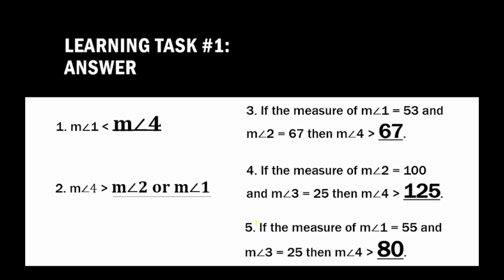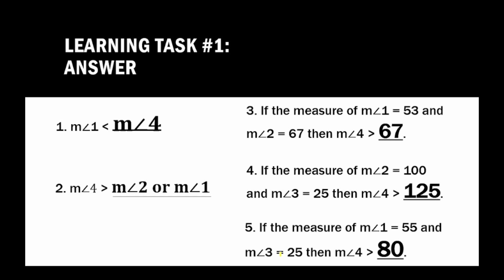And finally, number 5, if the measure of angle 1 is equal to 55 and the measure of angle 3 is equal to 25, then the measure of angle 4 is greater than 80. So, 55, then i-add mo yung 25, dapat mas mataas yung angle 4 sa 80. No? 55 plus 25. Kasi yung angle 3 ay kanyang kalinear pair. So, hindi pwedeng greater than 55 lang. Kasi, hindi naman remote yung angle 3. Paano kung mas mataas pa yung measure nung isa pang remote sa 55, di ba?